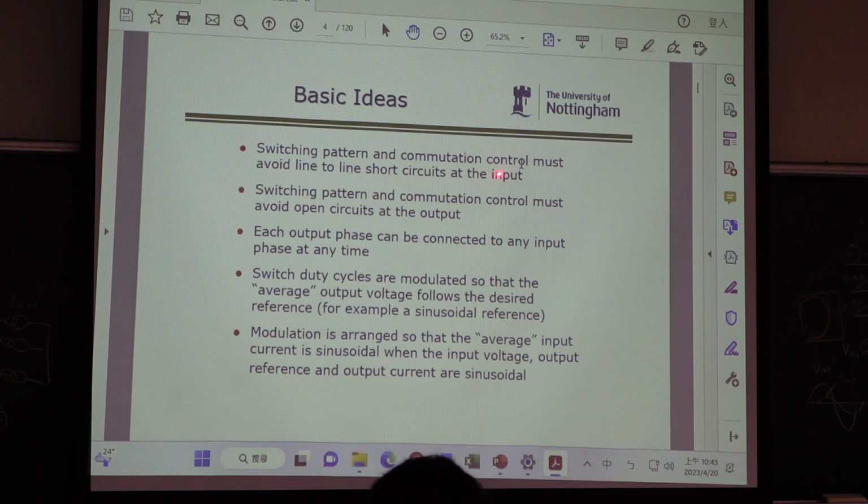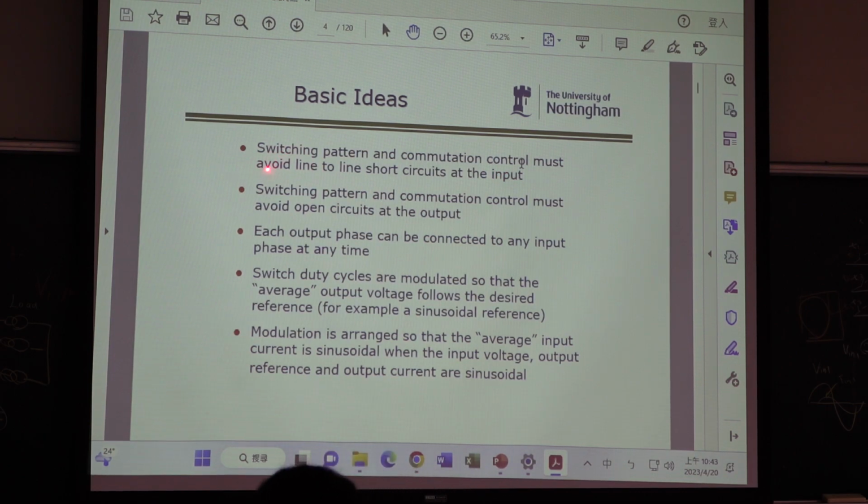First, we have to avoid input A phase and B phase short circuit. So if you turn this switch on, then you short circuit the input voltage. So you have to avoid input voltage short circuit.